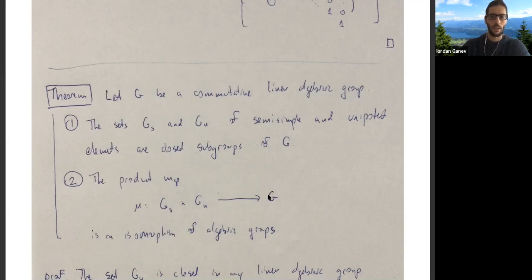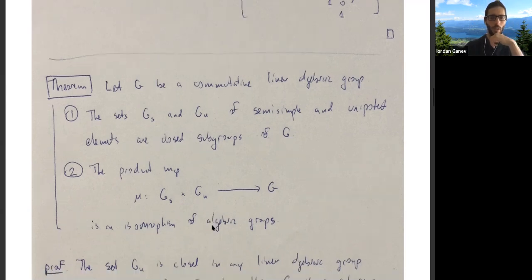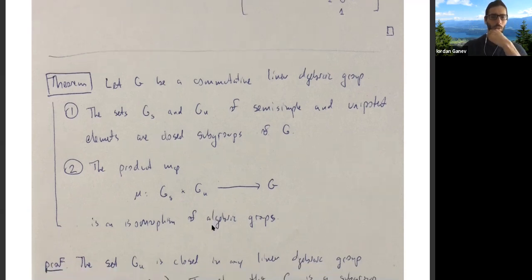And in fact, G itself, as a group, is a product of G sub S and G sub U. So this multiplication map is an isomorphism of algebraic groups. So for commutative algebraic groups, all you need is the Jordan decomposition, and then knowing things about commutative diagonalizable groups and commutative unipotent groups. Okay, so how does this proof go?